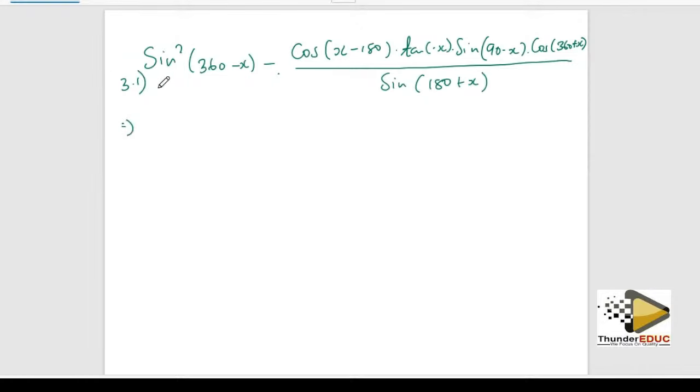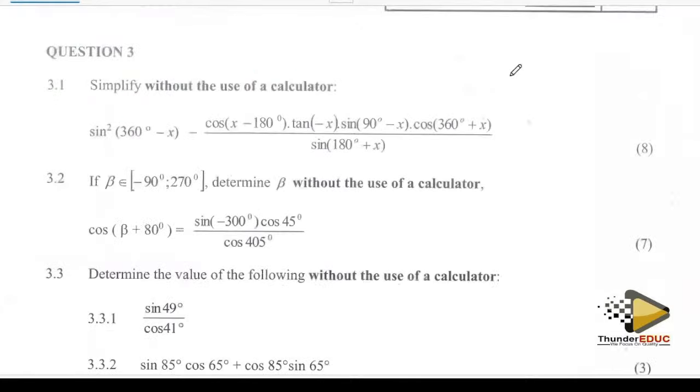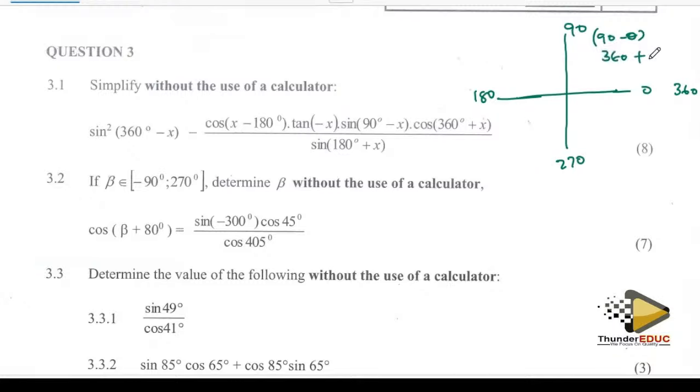So what I'm seeing is that 360 minus x, maybe before we even start working out this, remember from our Cartesian plane, we said we measure angles in the anti-clockwise direction. Those will be positive angles. And this quadrant is normally known as 90 minus theta. We normally call it 360 plus theta or x.